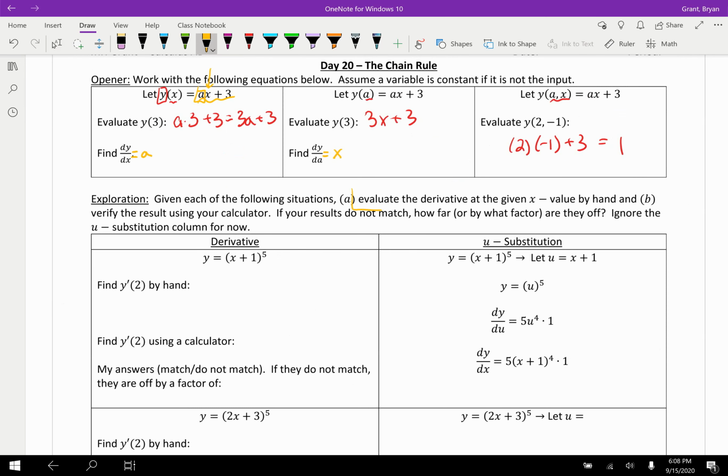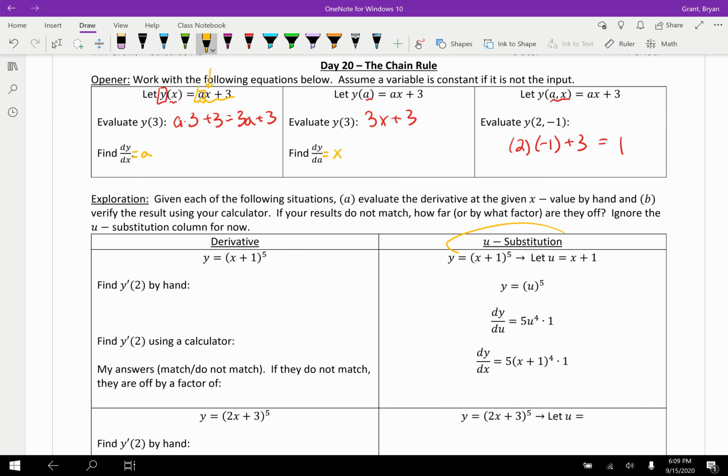Your goal is to evaluate the derivative at the given x value by hand, and then verify the result using your calculator. So you do need a graphing calculator for this part. If you don't have one, pause the video and get it out. Alternatively, you could do this on Desmos by typing f of x equals x plus 1 to the 5th, and then to find y prime of 2 on the next line, you'd type in f prime of 2. But all of you should have a graphing calculator at this point. You really do need one to be successful on the AP exam, you can't use Desmos, so you should be able to do this no problem.